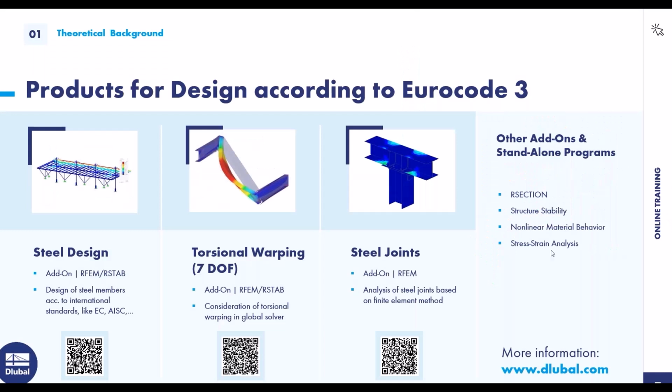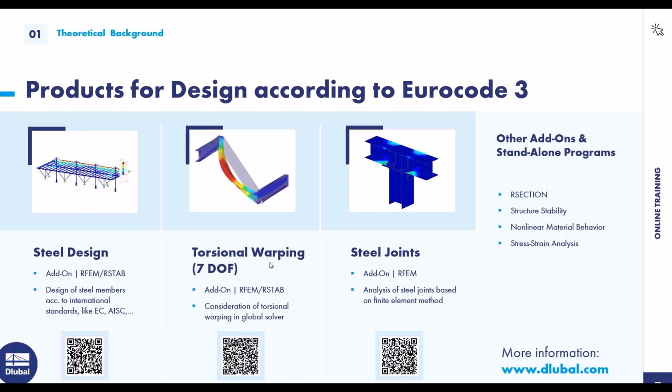At first, I say something about the products for the design according to EC3. The most important add-on is the steel design add-on. With that add-on, you can design steel members according to international standards like Eurocode, AISC, and so on. We calculate or design according to Eurocode today.